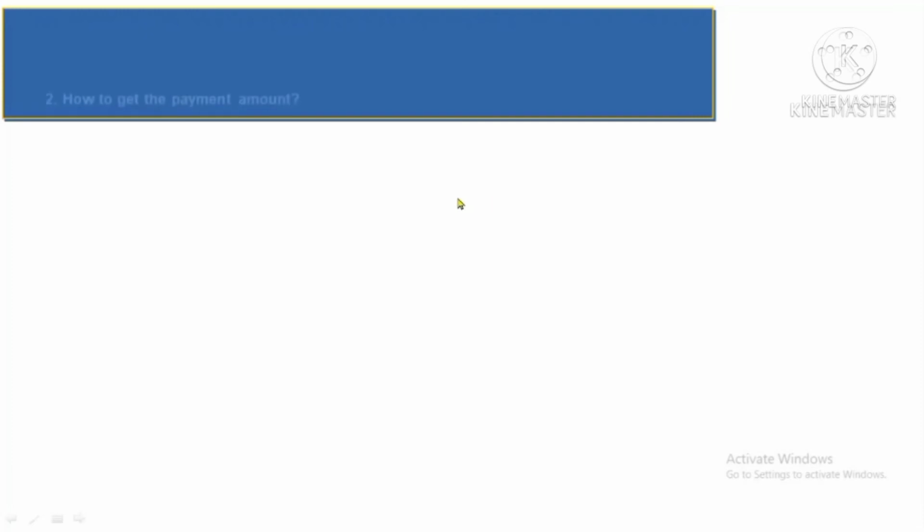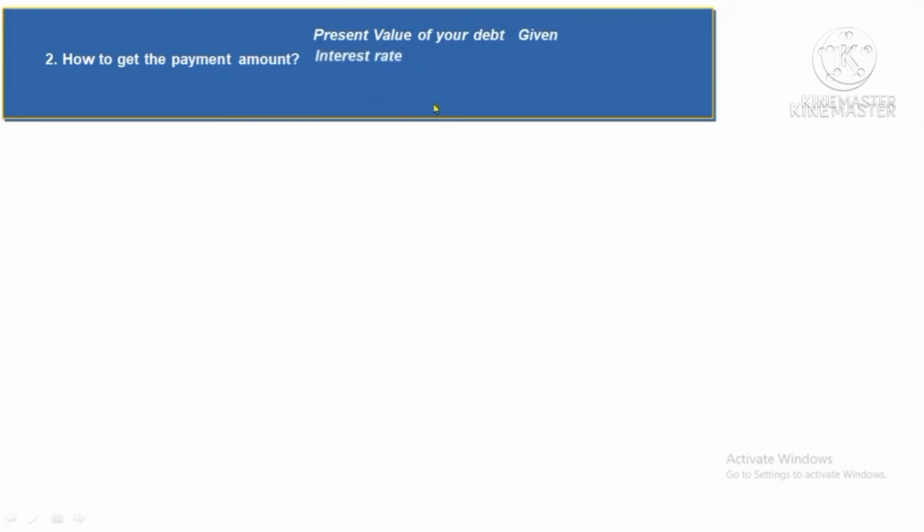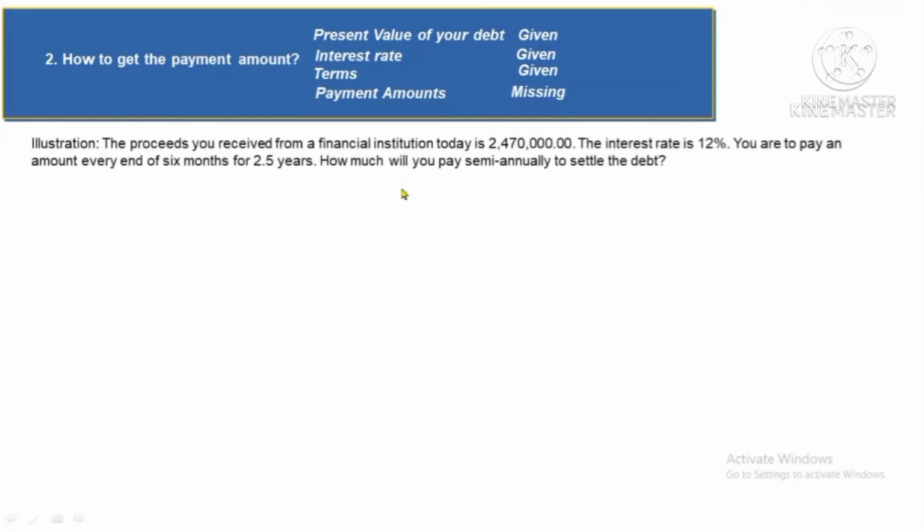We are now on the second question, which is how to get the payment amount. To be specific, let's assume in here that the present value of your debt is given, as well as the interest rate or the implicit interest rate, as well as the terms like the maturity date or the payment dates and so on. What's missing is the specific payment amount. To understand it further, let's go directly to the illustration.